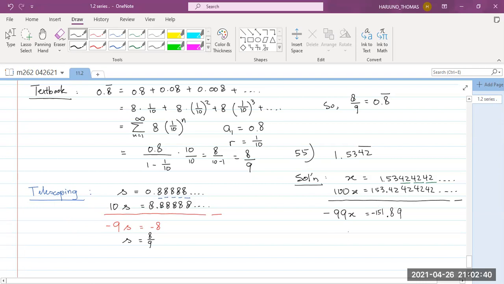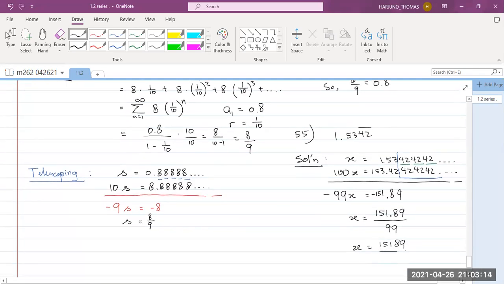Let me use my calculator to make sure. I know this part will cancel. This part here will cancel, right? So what I need is 1.53 minus 153.42. So my x is equal to 151.89 over 99. But the top one is not an integer. How to make it an integer? Just move the decimal point twice to the right on the top, and also move it twice to the right at the bottom.